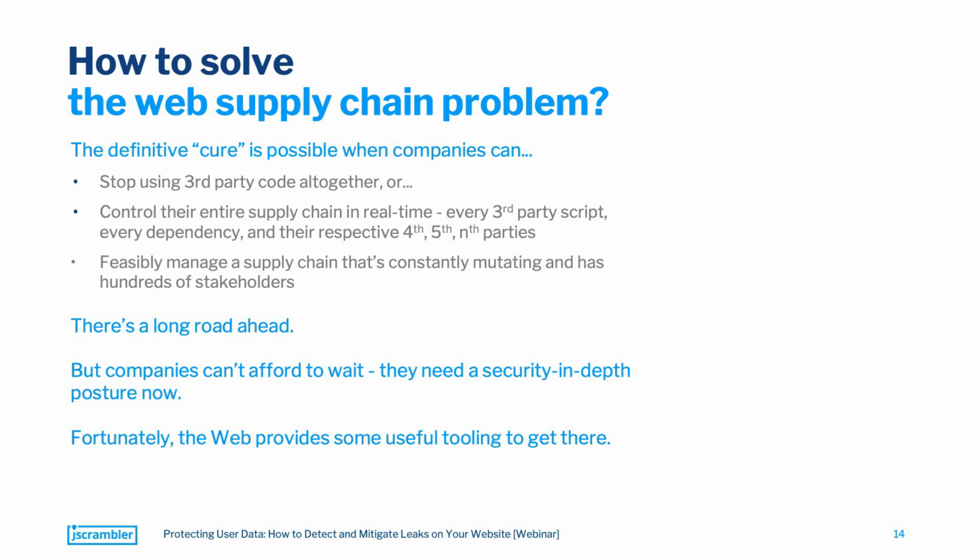So while there is not a definitive fix for this problem, companies must put in place some measures to protect their users' data. And this is why I advocate a security in-depth approach, where companies should employ several different layers of defense to defend the client side of their websites. And the good thing about the web supply chain is that, unlike what happens in other types of supply chains, the web provides us with enough building blocks to actually achieve a good level of security and mitigate most of the possible attack vectors used to leak data from websites.